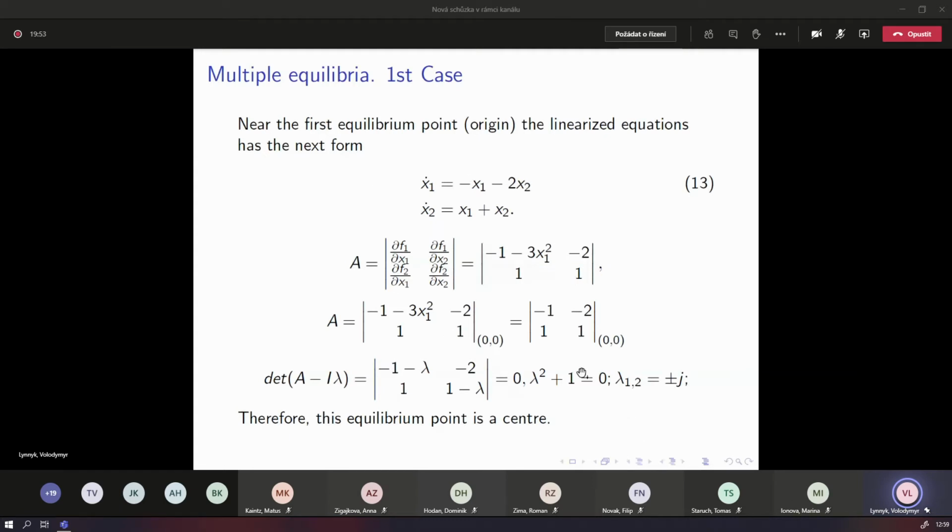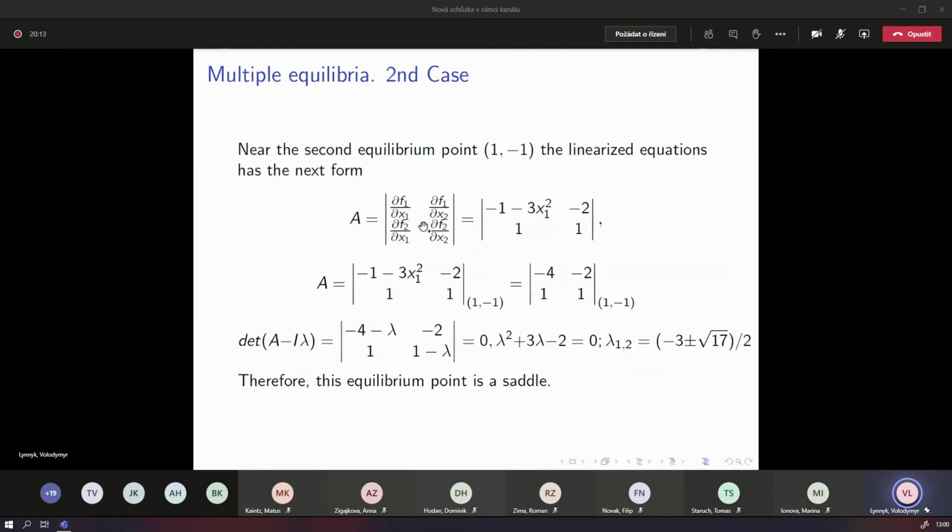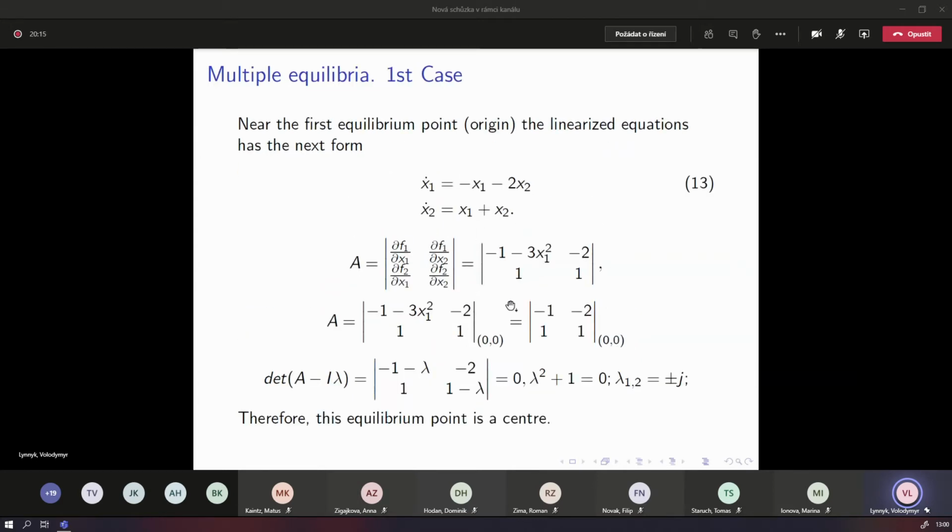But this is only a linear approximation. We can say that only near this point does the system have this behavior. Okay, do you have some questions here? Okay.